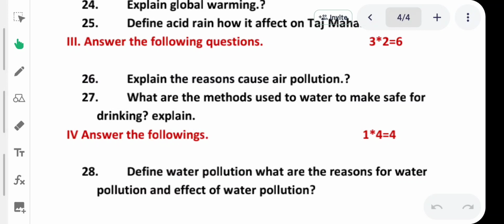Second one is that before drinking we boil the water, which kills the germs and bacteria present in the water. And also chlorination, which is a chemical method, where we use chlorine tablets or bleaching powder to clean the water. But we should take care that we should not use more chlorine tablets than specified. These are the main methods to make the water safe for drinking purposes.